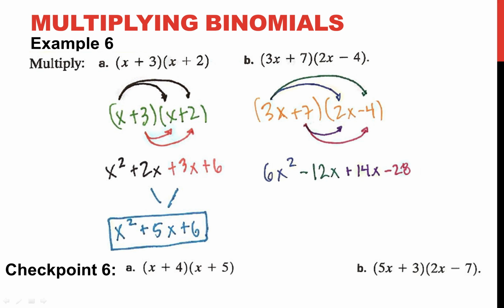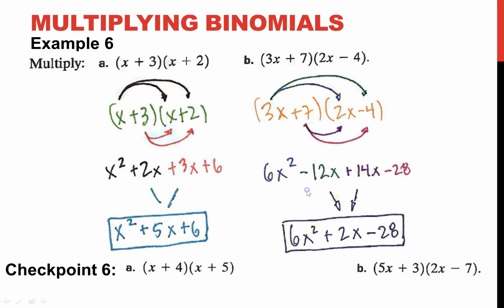So I have two terms again in the middle that I can combine. I use the integer song to guide me. These are different signs, so I subtract. The larger number here is positive, so plus 2x is my middle term. 6x squared plus 2x minus 28. So go ahead and pause the video, do checkpoint 6. Use example 6 to guide what you are doing for checkpoint 6. I'll be here when you get back.